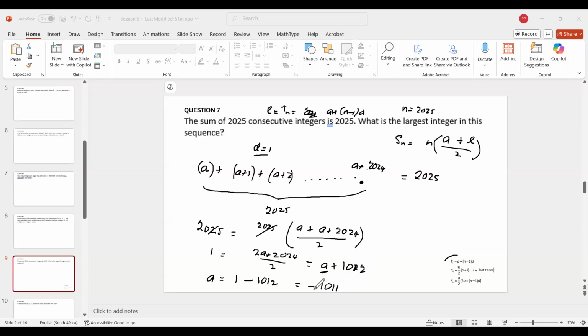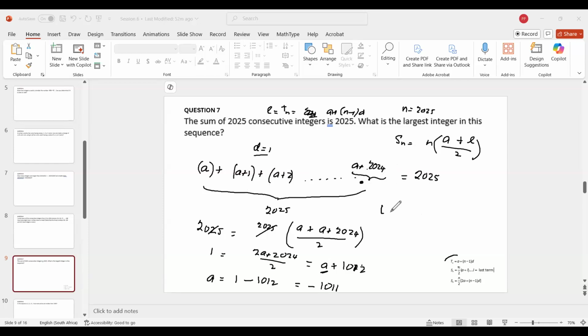Okay, so the question is now, what is the largest integer in the sequence? And the largest integer will be that one, the last one. Because you're increasing, you've got consecutive numbers, the largest one will be the last one.